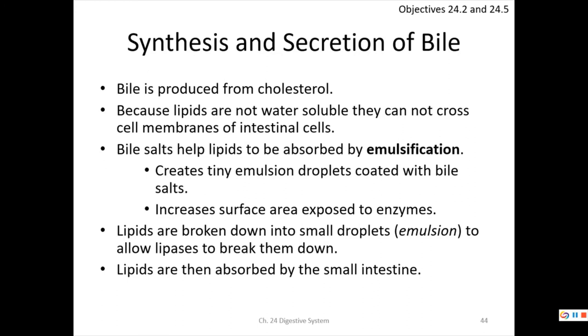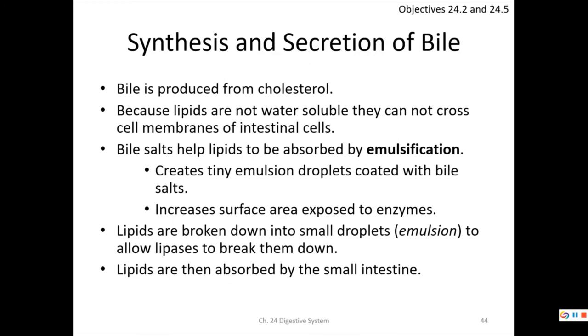If you were to put bile in it, it would create tiny droplets that coat each of these things with the bile salts. It makes little bubbles of the oils and lipids, allowing them to be partially, not dissolved, but suspended. Okay?